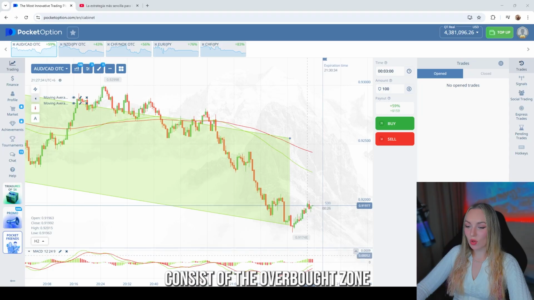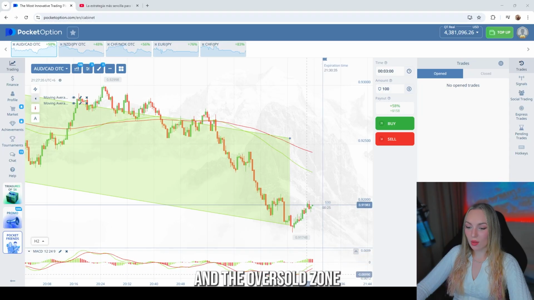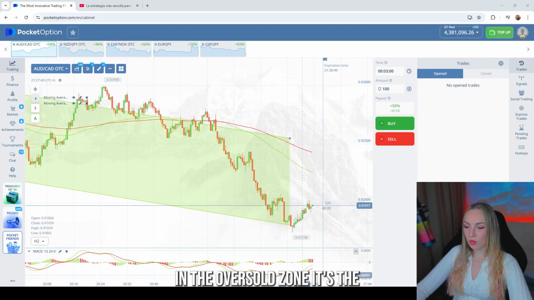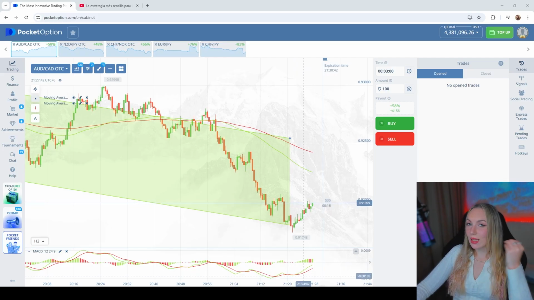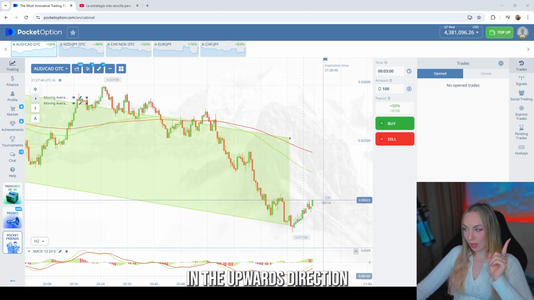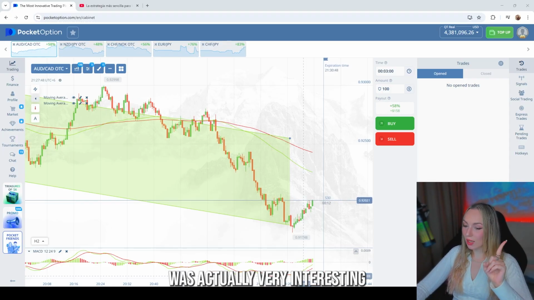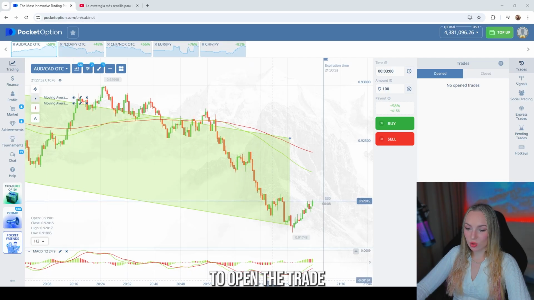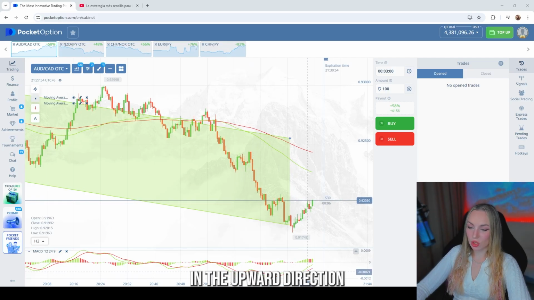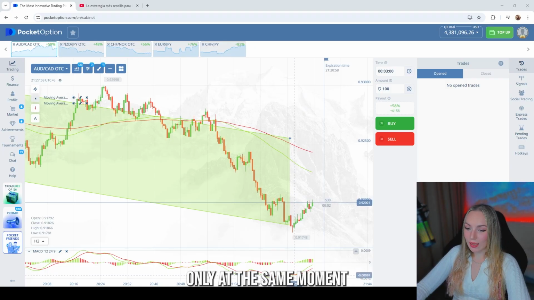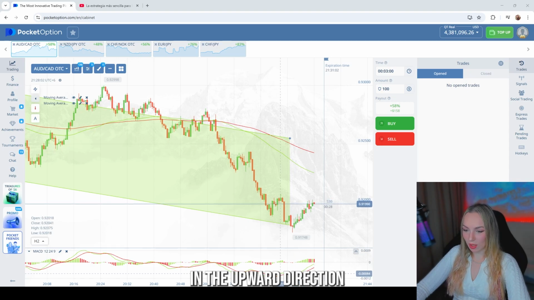MACD consists of the overbought zone, the zero line, and the oversold zone. And when the lines are crossing in the oversold zone, it's the signal for me to open the trade in the upward direction. But this trade was actually very interesting. Look how many crosses I had here to open the trade in the upward direction, but I entered only here. Only at this moment I opened the trade in the upward direction.